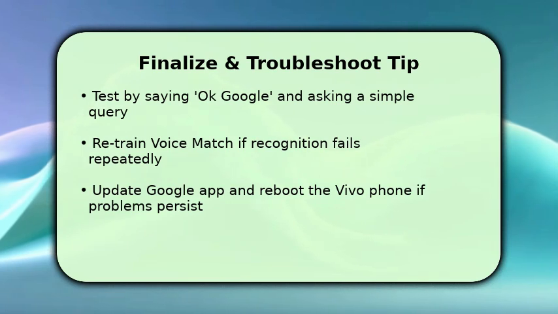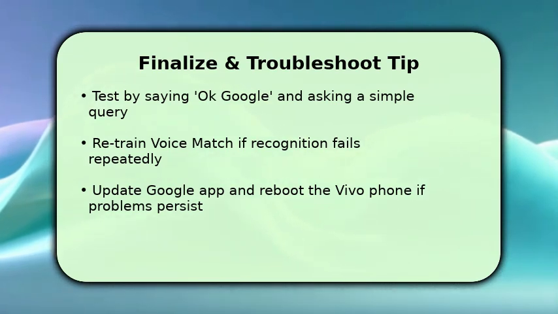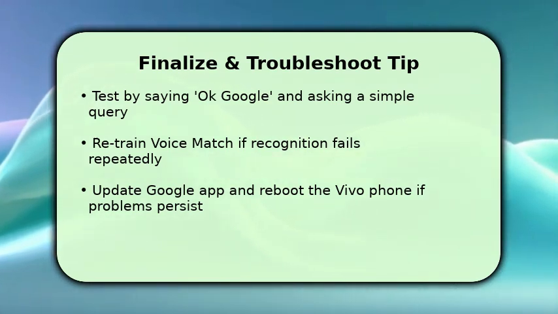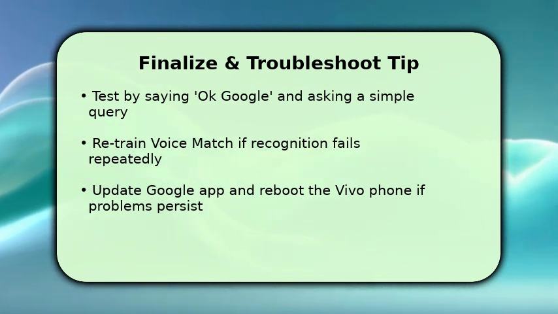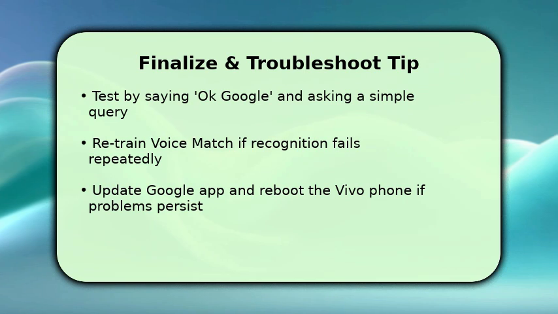Say OK Google and ask a simple question like the time. If it misses, rerun voice match training, repeat the prompts in a quiet room and at natural volume. Make sure Google App and Play services are updated, then reboot the phone to apply changes.